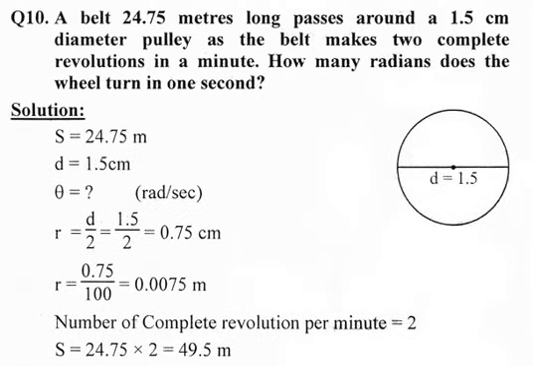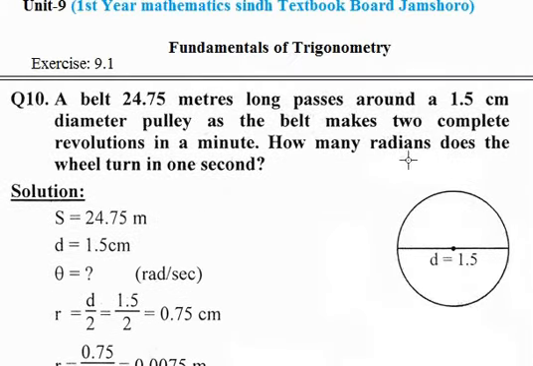And if you note here, the question is how many radians does the wheel turn in 1 second, not in a minute but in a second, so we have to convert it into seconds, so divide by 60 here. 6600 divided by 60. Now if we divide it, theta is equal to 110 radians per second. So this is the answer of this question.